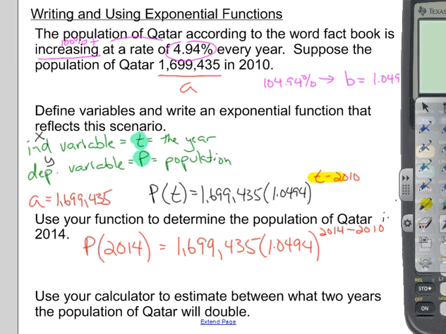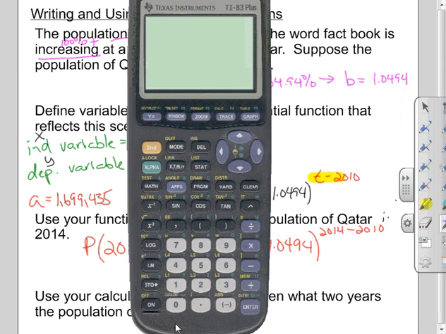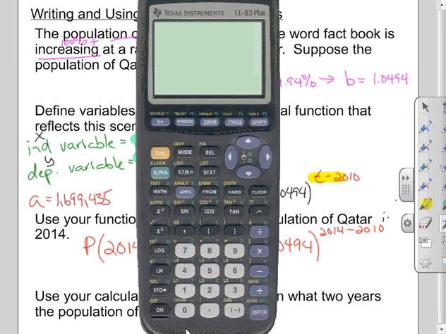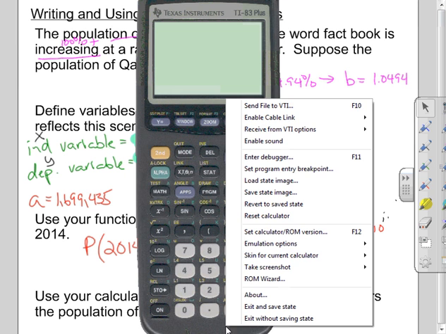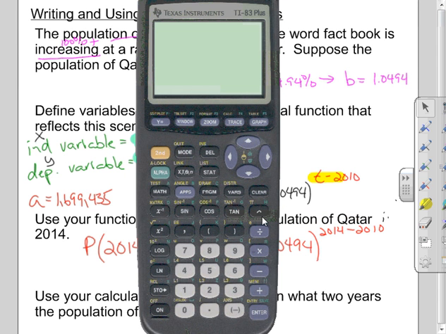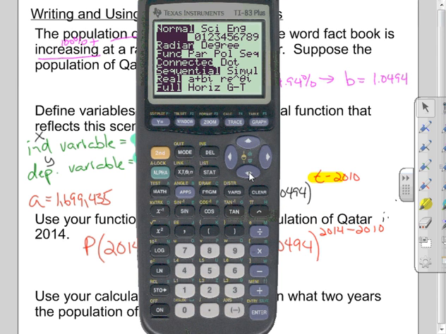So from here I can go on my calculator, okay? And I'm going to determine this to the nearest person. So a little thing with your calculator real quickly. I'm going to hit the mode button and change it from float to 0 because I don't need to have decimal points in this problem, because we don't need to be concerned with partial amounts of a body.